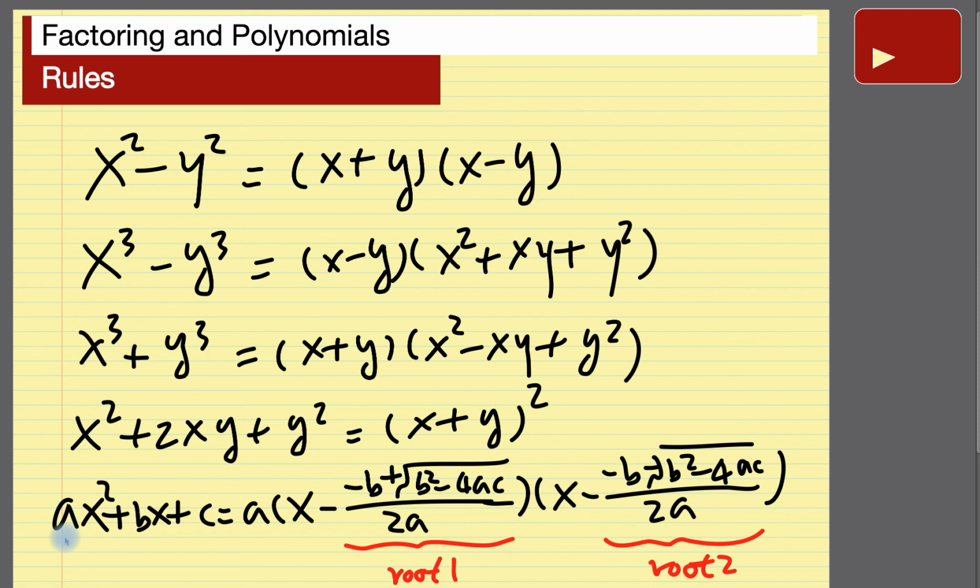If you have a second order polynomial equation of x squared plus x plus a constant, then you can factor it as such. It consists of x minus the first root times x minus the second root, where the first root is shown here and the second root is shown here.